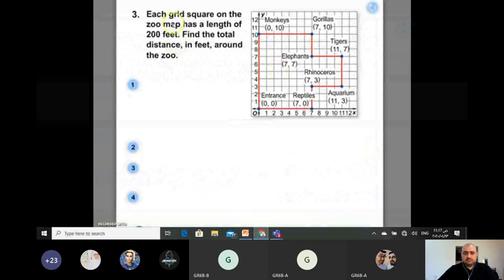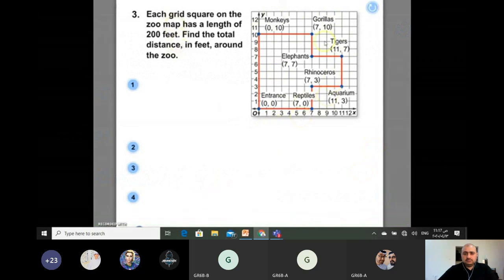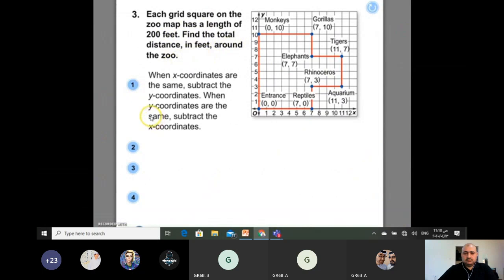Try this example here. Here we have a larger grid with a larger composite figure. It looks like a series of rectangles, or if you were to chop it over here, a large rectangle and a square. The question says, each grid square has a length of 200 feet. Let's find the total distance in feet around the zoo. Again, since it says around the zoo, we know they're talking about perimeter.